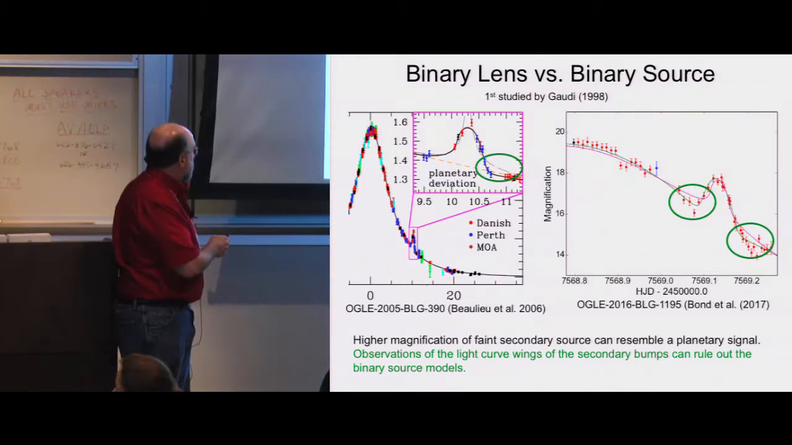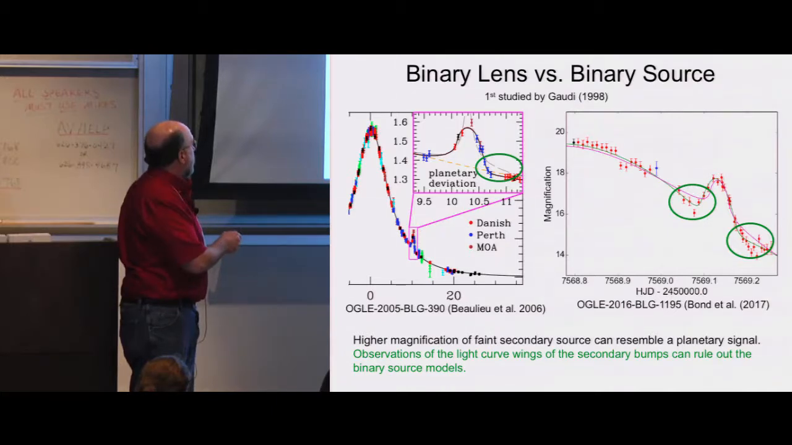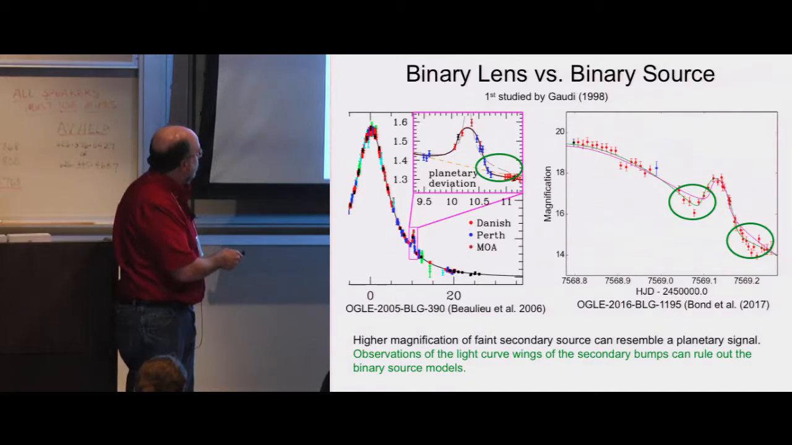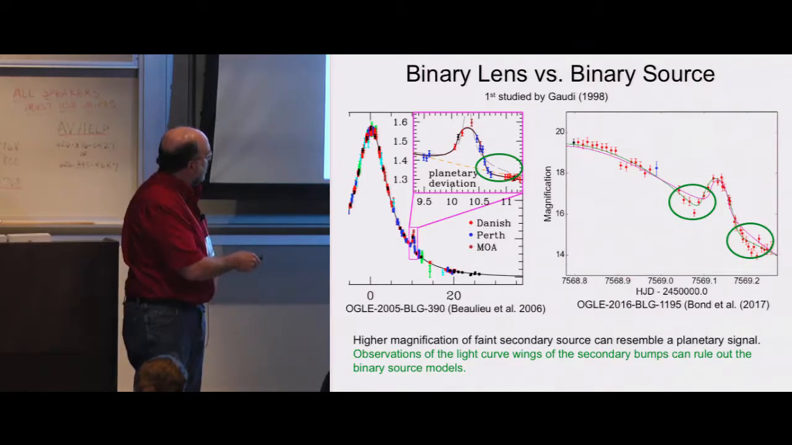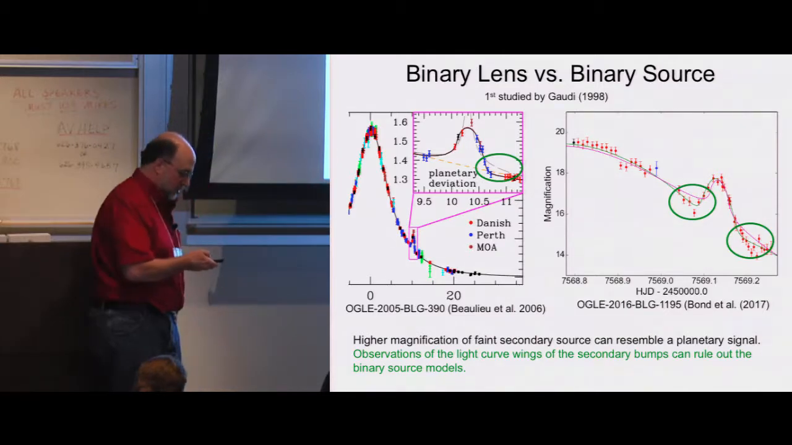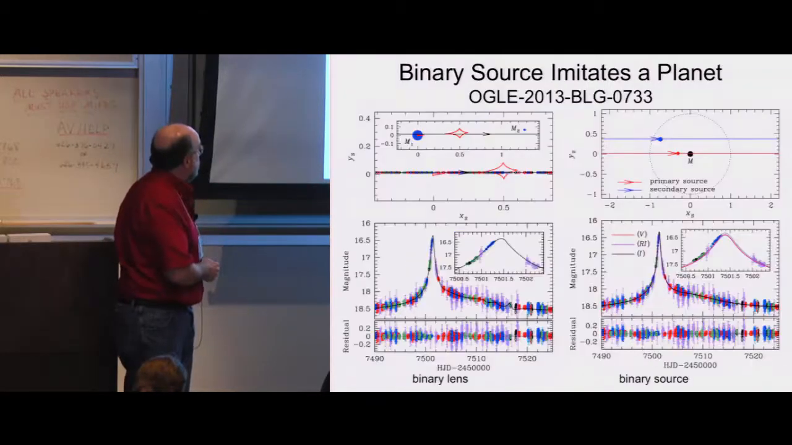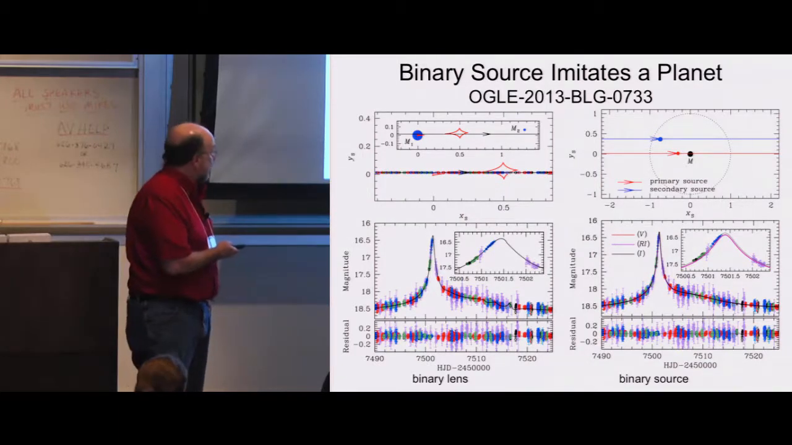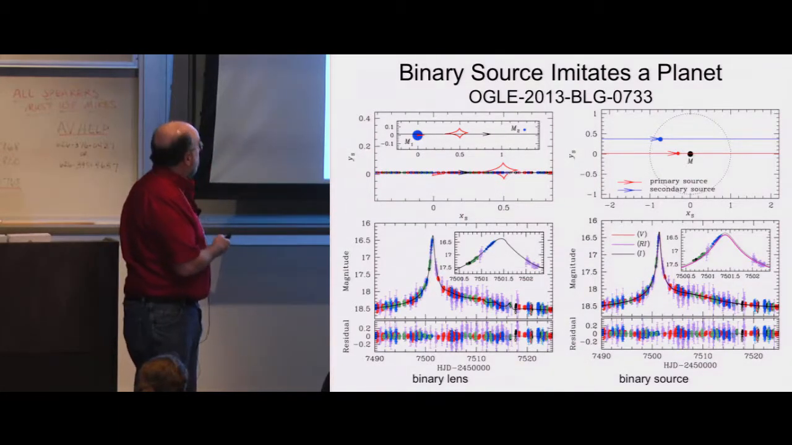The planetary light curves have a much sharper drop off in the wings and either come down below the point source model or come very close to it. And it's the same thing in both these cases, which rules out the binary source models.